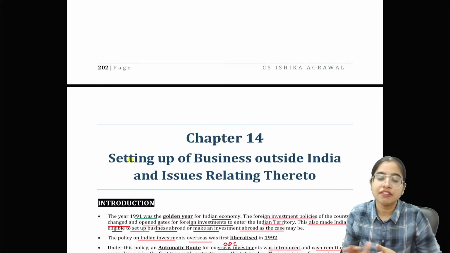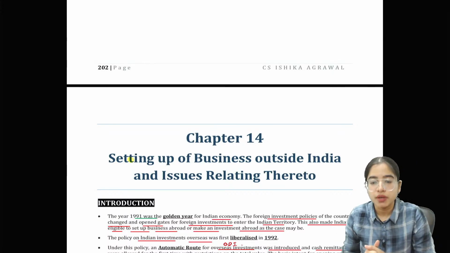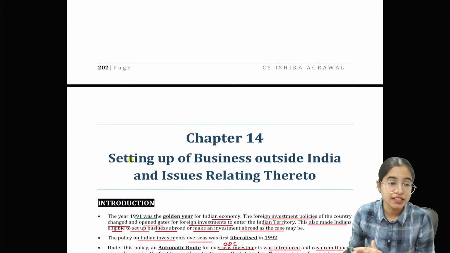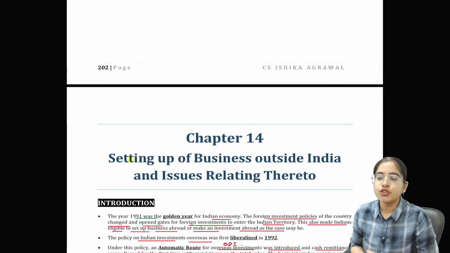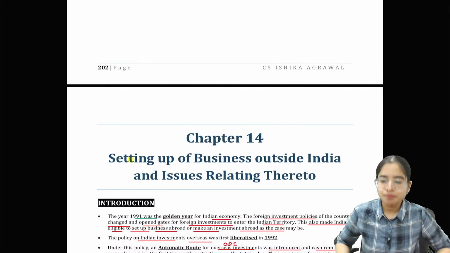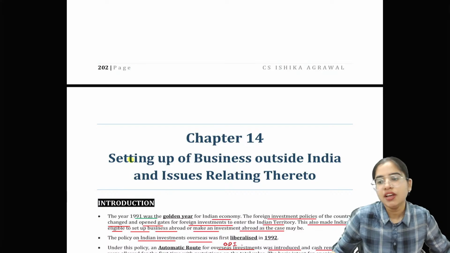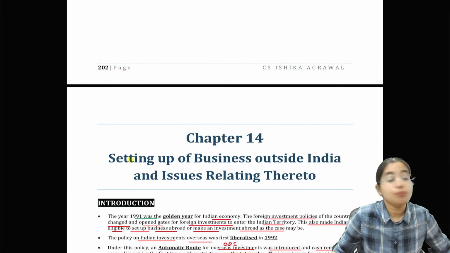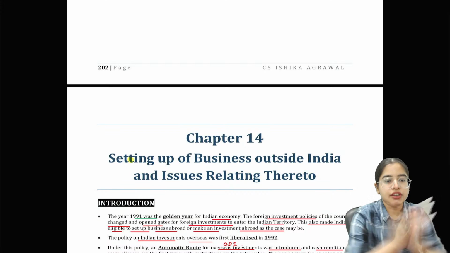Yesterday we started with our setting up of business entities outside India, but due to some internet problem, yesterday we had to end the class. So today we will continue this chapter. We will do the remaining portion of this chapter, that is setting up of business entities outside India, and then after that we will do choosing a different form of business organization, and then after that we'll do producer company. So all these topics we are going to study in today's session.